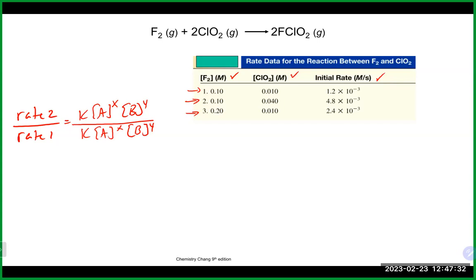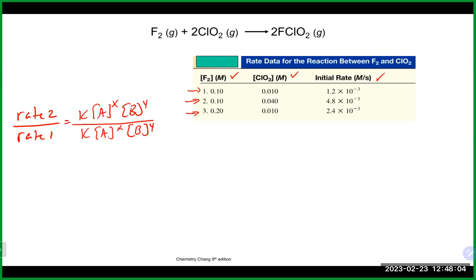So when it says rate 2 and rate 1, it doesn't mean that you go to the table and always take number 1 and number 2 entry. It means you just go to the table and find 2 entries. When you go to the table, what you are looking for is 2 entries where one of the concentrations of the reactants stays constant and the other one varies. Otherwise, you will have too many unknowns. So to keep the number of unknowns to a minimum, you want to find 2 where one of the concentrations stays the same and the other varies.